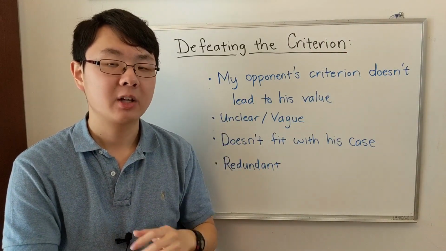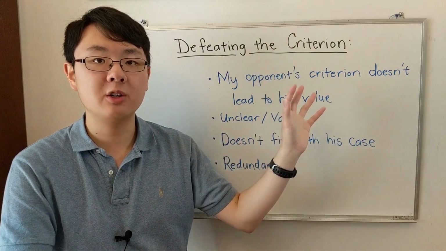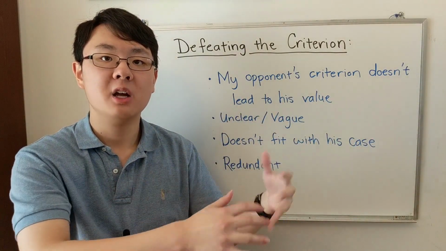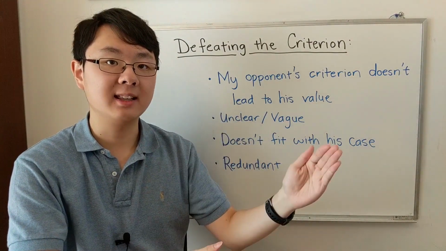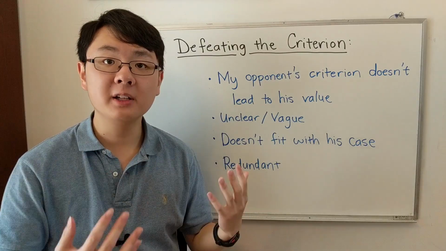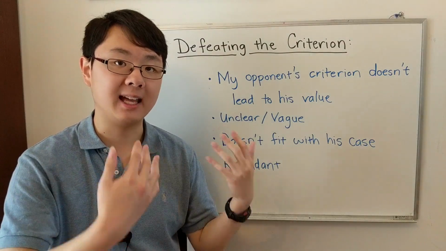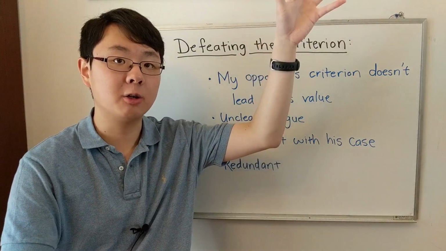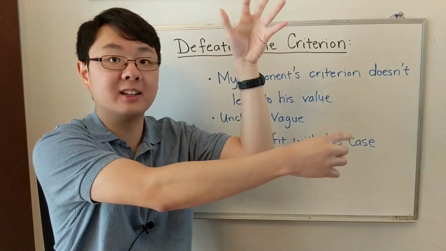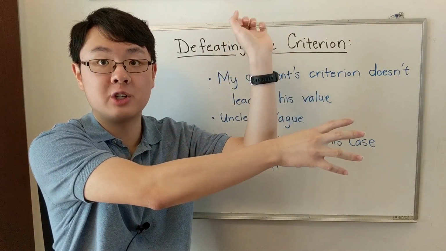You can point that out, especially if your opponent's value and their criterion conflict or they don't fit well together. You can try to show this and break the link. This is very important actually for everything, breaking the links. Everything in LD is made up of links. And what I mean by that is you have the value, right? The value is linked to your side of the resolution. Your side leads to the value. There's a link there between the side of the resolution and the value.